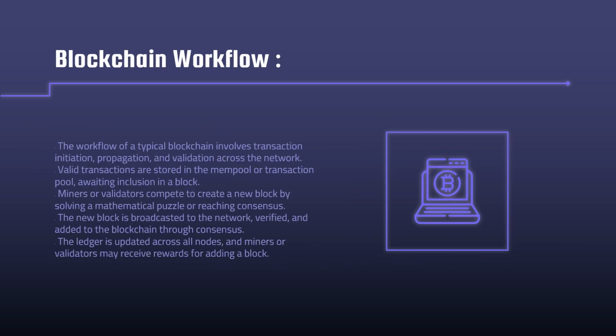Blockchain workflow. The workflow of a typical blockchain involves transaction initiation, propagation, and validation across the network. Valid transactions are stored in the mempool or transaction pool, awaiting inclusion in a block. Miners or validators compete to create a new block by solving a mathematical puzzle or reaching consensus. The new block is broadcasted to the network, verified and added to the blockchain to have consensus. The ledger is updated across all nodes, and miners or validators may receive rewards for adding a block.